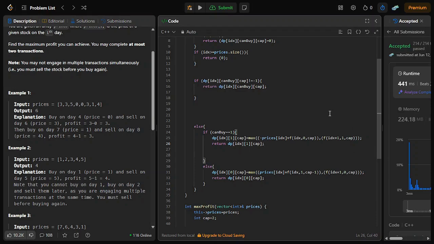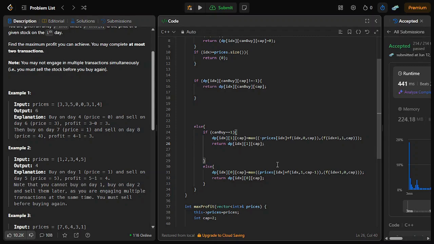We'll not change cap here, because a transaction has 2 distinct parts, right? Buying and selling. Now we are using selling to mark our transactions because it's the second part of the transaction. Otherwise, you can probably use buying as a marker as well, and you can probably make it work. But let's just use selling for simplicity. So you are basically going to oversee the number of transactions you are making whenever you are selling something.